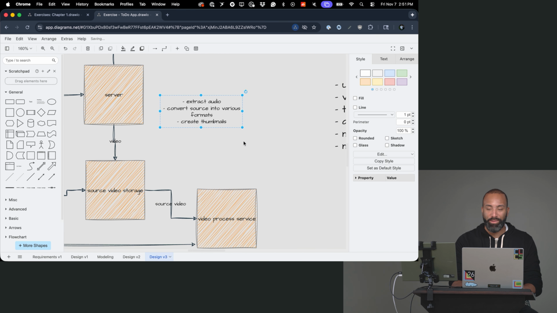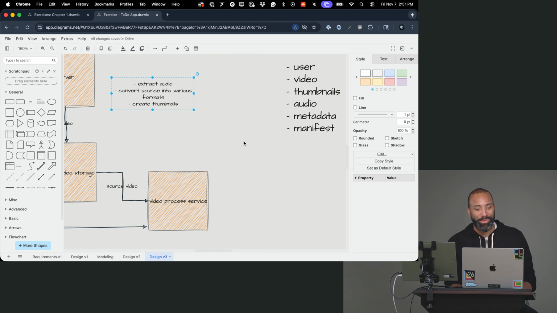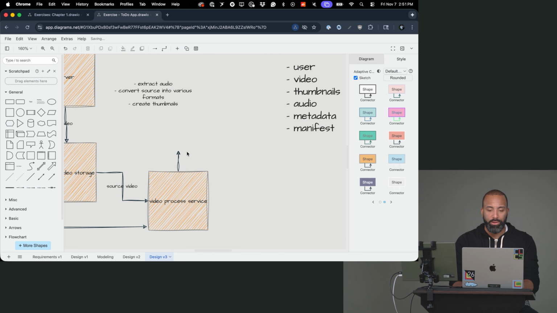What's the trick here? We need storage for processed audio and video. We're not there yet, though, 'cause we haven't done that yet. Or is the video process service doing all that? That's what I was thinking. It could. We could write it like that. I'm open.